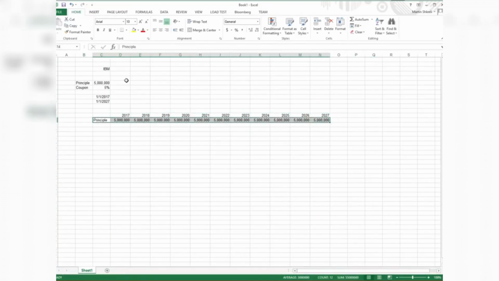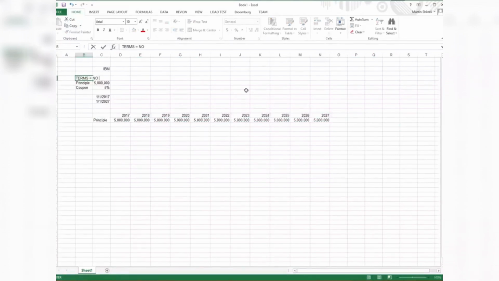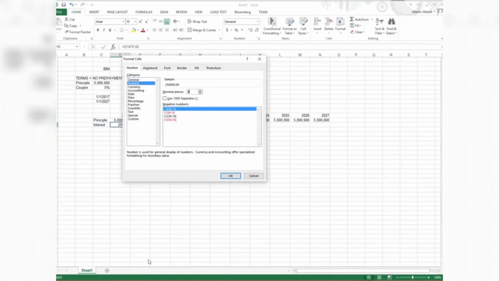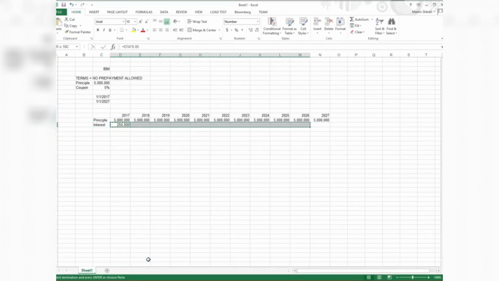They're never going to prepay this coupon. This debt terms equal no prepayment allowed. They can never retire this debt. They can only retire it in 2027. So the interest payments every year will be what? 5% of $5 million, which is $250,000.